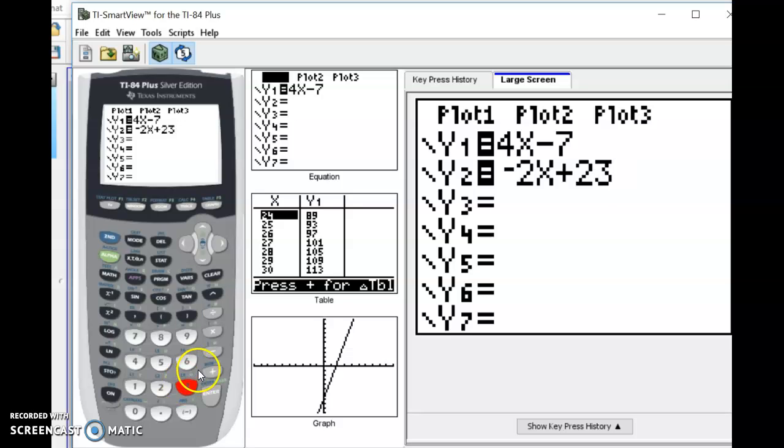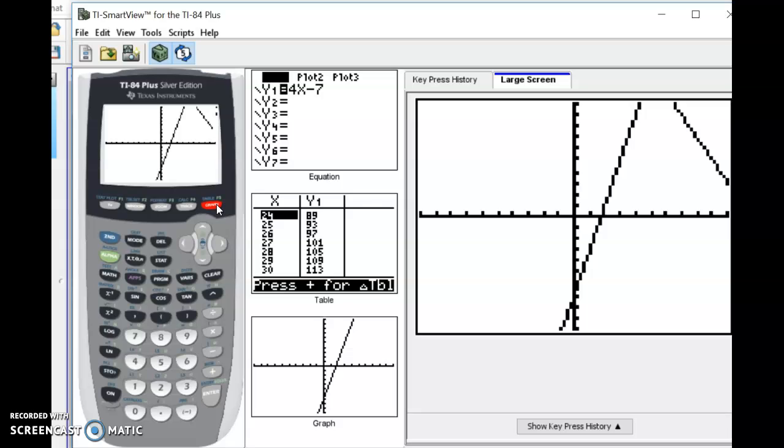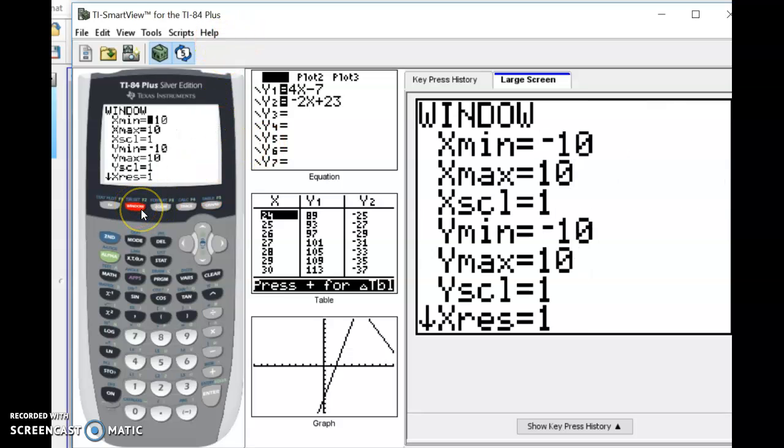So when I go to graph this, I might have a problem. And that problem is I might not see two lines. I mean, I kind of see a part of two lines, but I don't see the full two lines, and I certainly don't see where they intersect. So we want to change the window. So the window button is right here underneath the screen, and standard windows go by 10. 10 left, 10 right, 10 up, 10 down. Now we can change that to change how much we're going to see when we graph this.